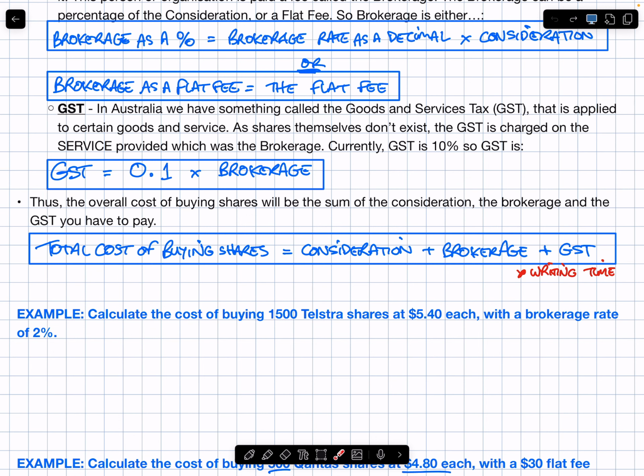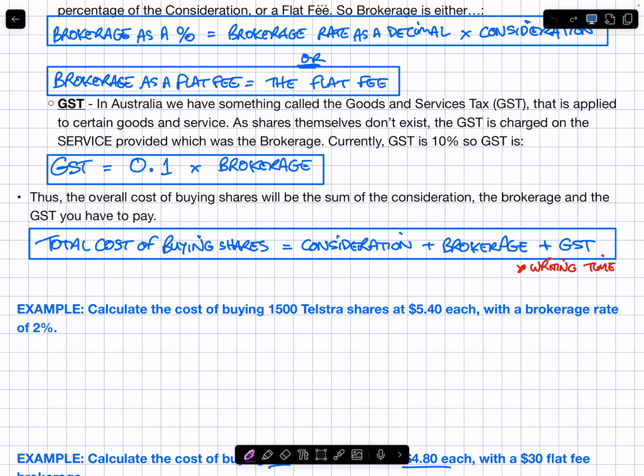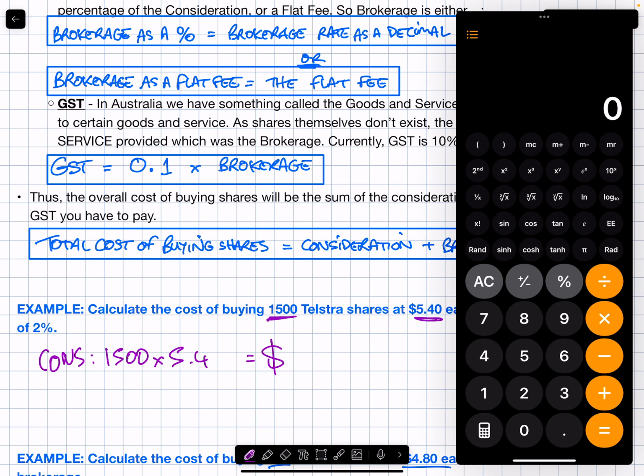All right, let's do it together. There are 3 parts to a buying shares calculation. What was the first one? It started with a C. Consideration. So you write cons. What is the consideration? It's the number of shares times by the price per share. There were 1,500 Telstra shares being bought at $5.40 each. So your consideration is going to be 1,500 times by 5.4. That is going to equal a big number.